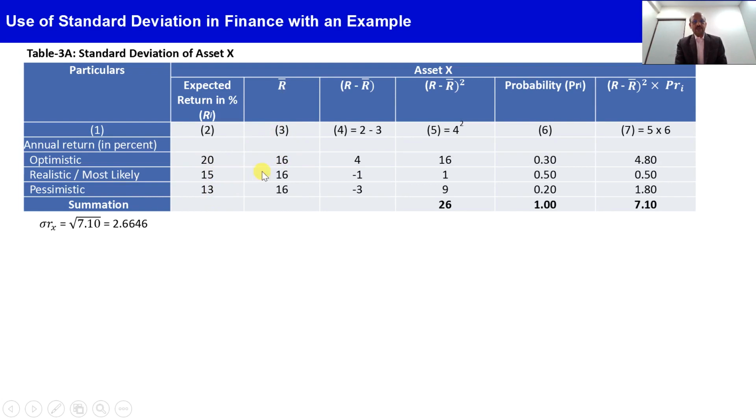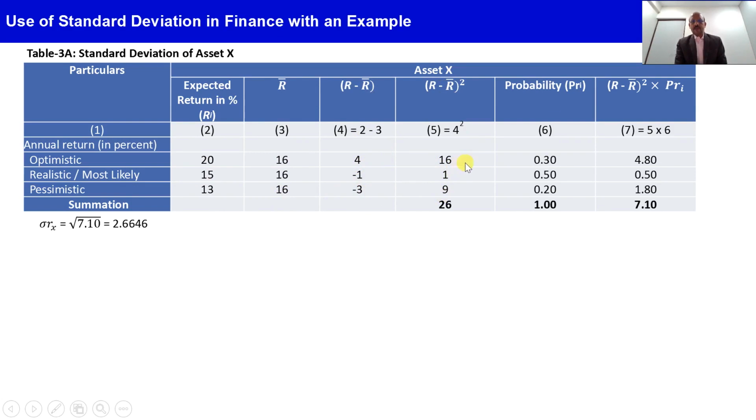When we take the difference between 20 and 16, it is 4. The difference between 15 and 16 is -1, and the difference between 13 and 16 is -3, which is R minus R bar. The next step is to take the square of this. So 4 squared is 16, -1 squared is +1, and -3 squared is +9.